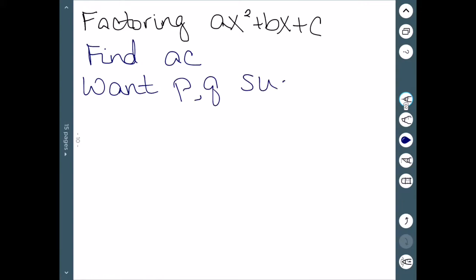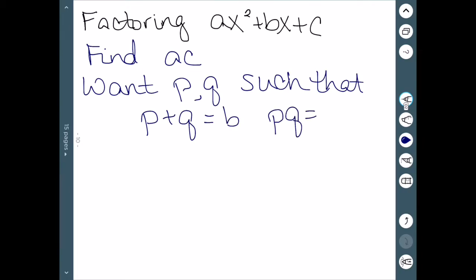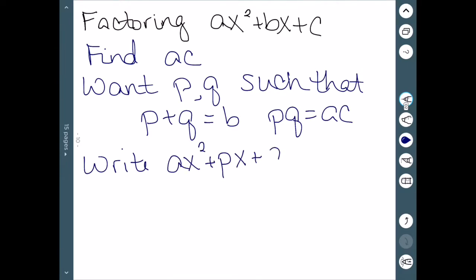such that p plus q is equal to b, the coefficient of x, and p times q is equal to this ac term that we found. We're then going to use that to write ax squared plus px plus qx plus c, and then we can factor by grouping. So we'll do some examples.